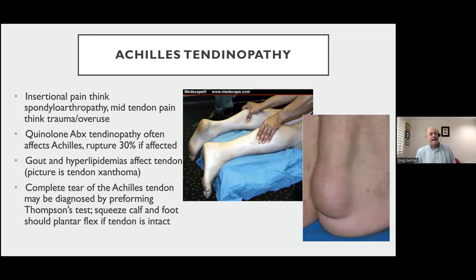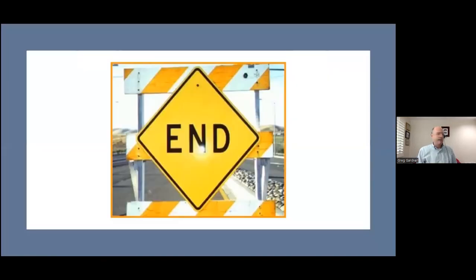Well, actually it's not quite the same, but it's similar to a famous rheumatologist. This is called a Thompson test. So you squeeze the calf and the foot should plantar flex if the Achilles is intact. Okay. And hopefully you'll find that useful at some point. And I think that's it. I think we'll end there.